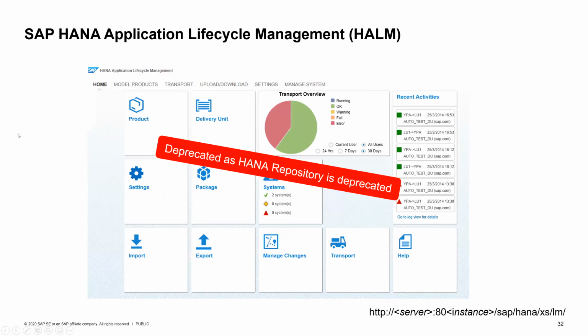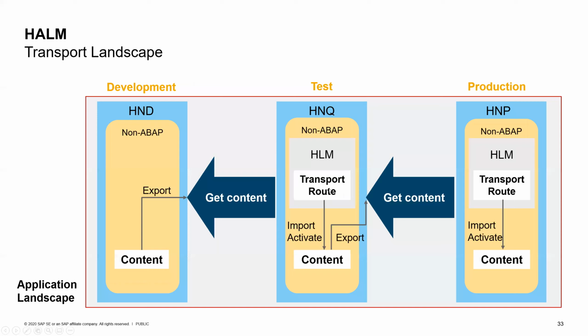So for HALM, HANA Application Lifecycle Management, that's a tool made for managing changes, doing transports, export and import for the HANA repository. So it works for HANA 2.0 and HANA 1.0, but only for the repository stuff. As soon as you move to XSA, as soon as you go to HDI, then HALM is not supported anymore. So how does it work?